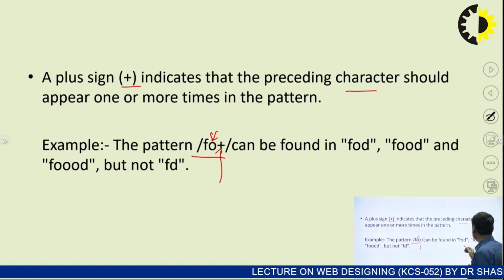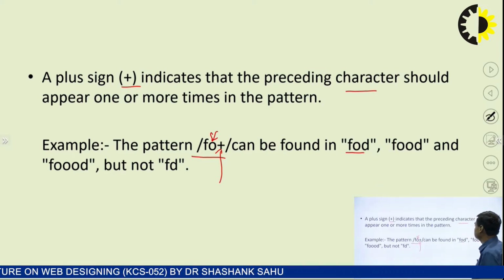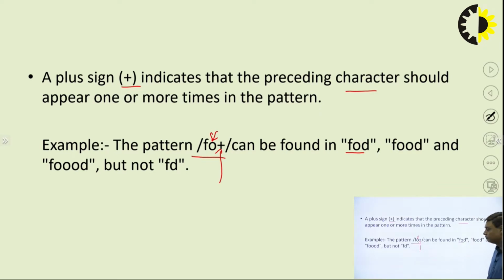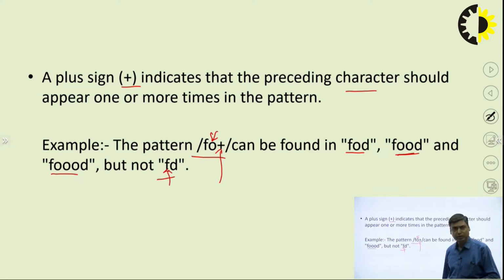Now suppose the input string is FOOD. It can be found in FOOD because O is present 1 time. It can be found here in FOOOD. It can be found not in FD. So it can be 1 time or more than 1 time. It is present in both these strings but not in FD, because in FD O is not present.